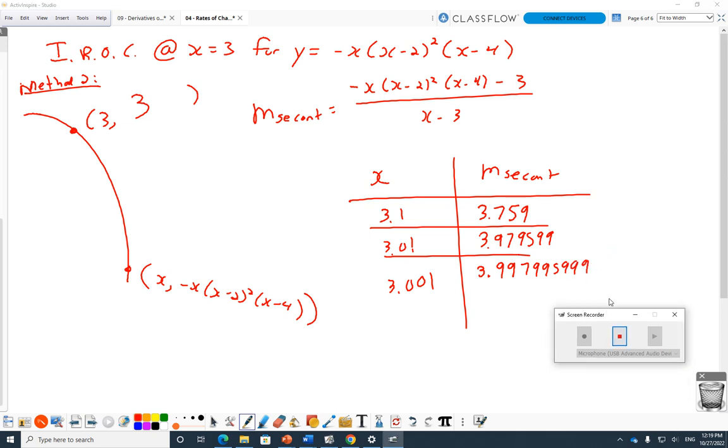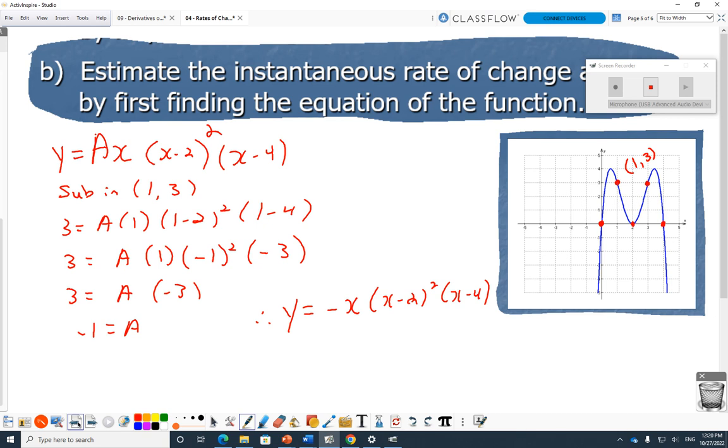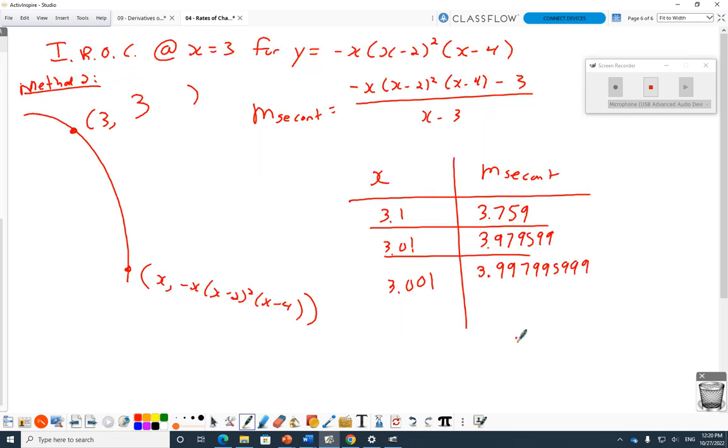Are you feeling pretty good about the answer here? Let's just go back and read the question, make sure I answer properly. Estimate the instantaneous rate of change at x equals 3. Therefore, the instantaneous rate of change equals approximately 4. Really looks like it's 4. If it's not 4, it's really close to 4.